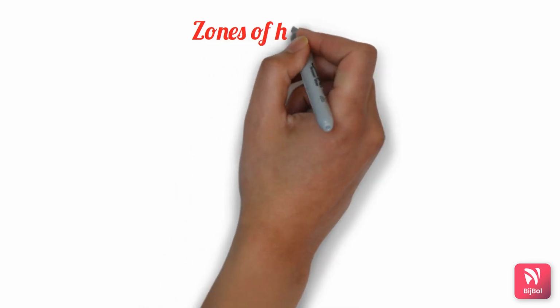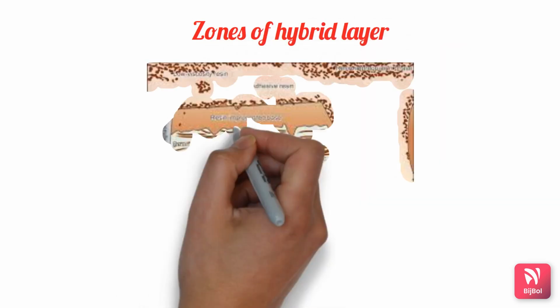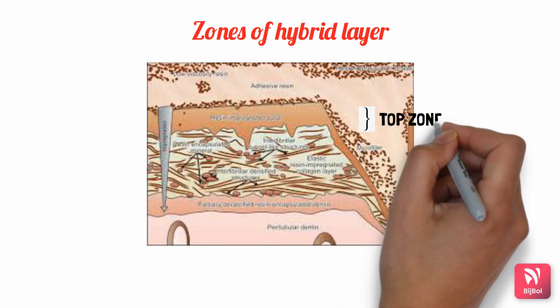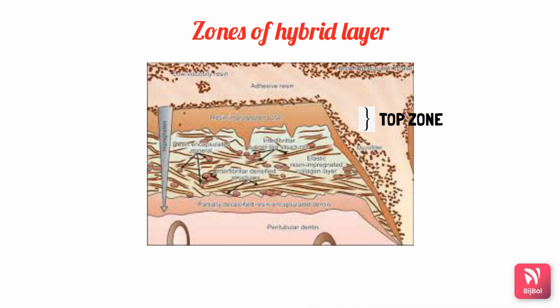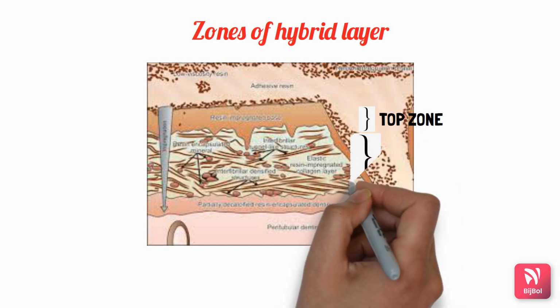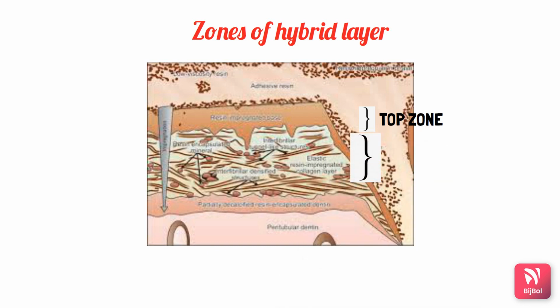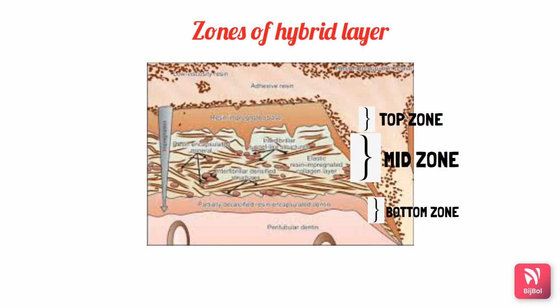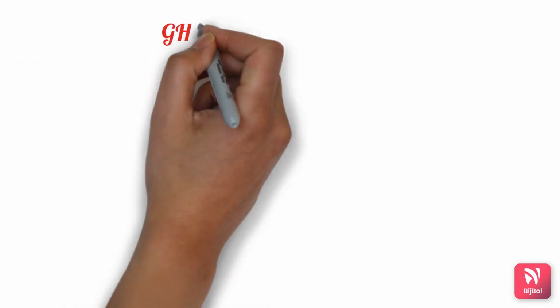Coming to the zones of the hybrid layer, we have three zones. The topmost layer consists of loosely arranged collagen fibrils with the interfibrillar spaces filled with the adhesive resin. The mid zone consists of collagen fibrils infiltrated with adhesive resin along with some residual hydroxyapatite crystals scattered between the collagen. And the bottom zone is the gradual or abrupt transition to the underlying unaltered dentin with partial demineralization. This zone gives the shag carpet appearance, that is, loosely arranged collagen fibrils.